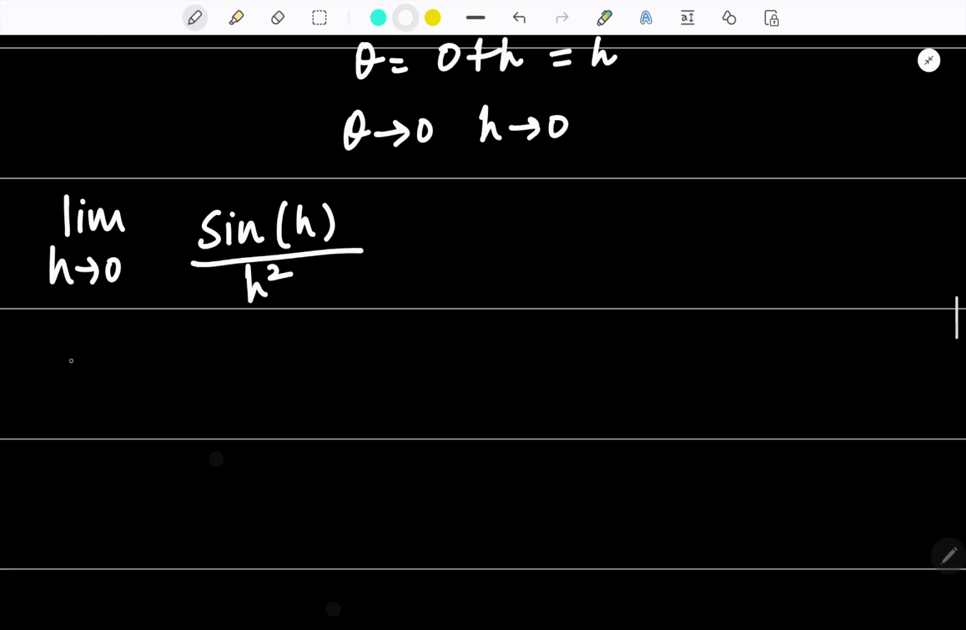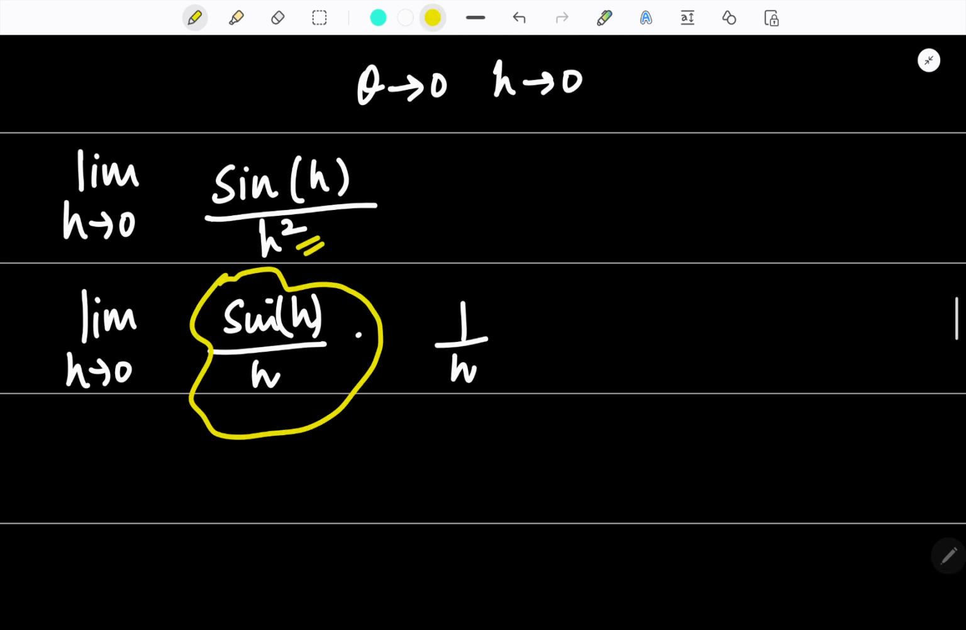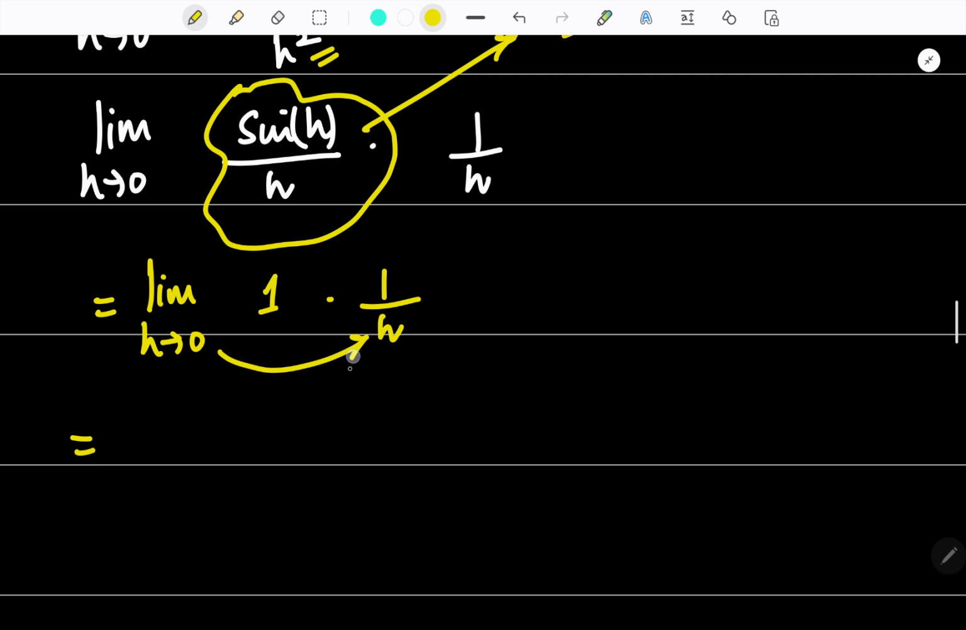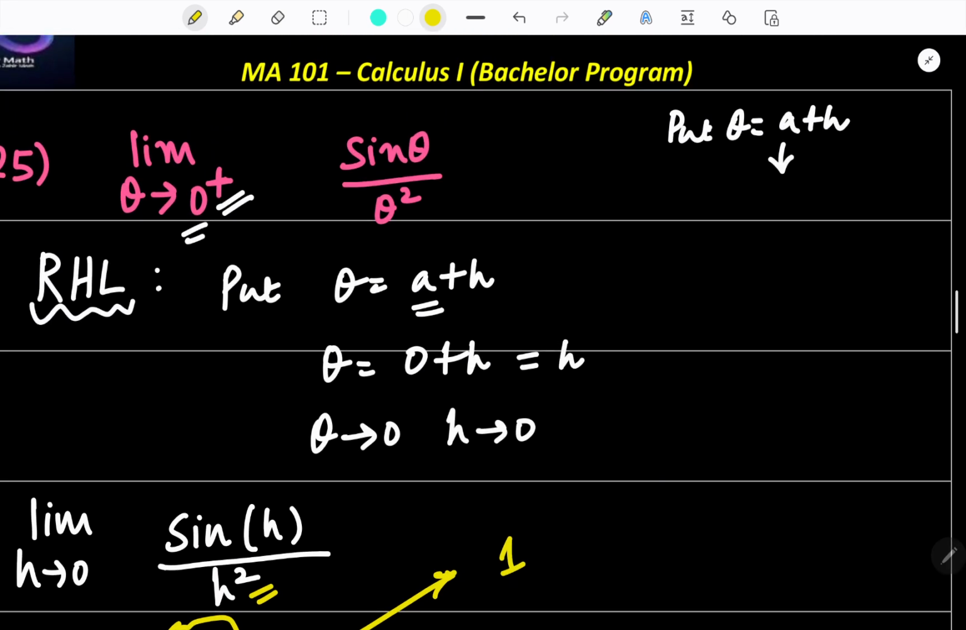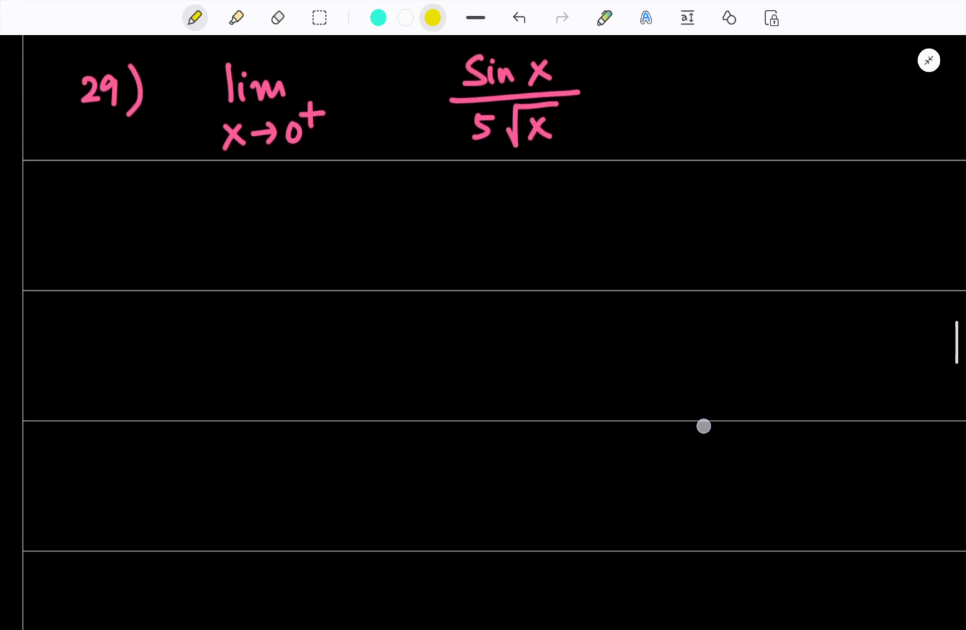So what I'm going to do, limit h tends to 0, sine h divided by h, and I'll write one more h. Why? Because it's h square. When limit h tends to 0, sine h divided by h is what? 1. So this equals 1 multiplied by 1 by h when limit h goes to 0. When h goes to 0, 1 by 0 is equal to what? Infinity. Clear everybody? Right. So this is a right hand limit question, which can also come in this property. I think this is the last question if I'm not mistaken. Yes, this is the last question.